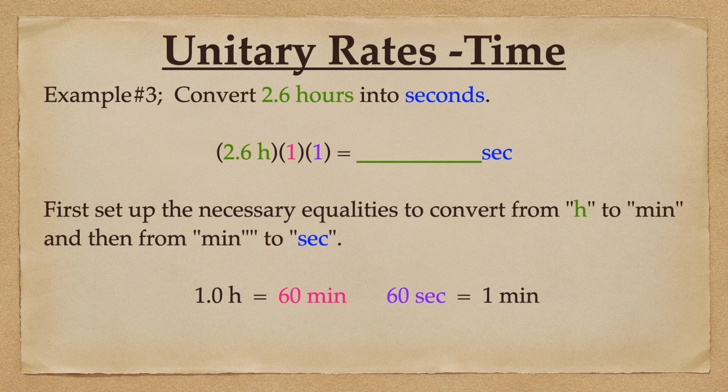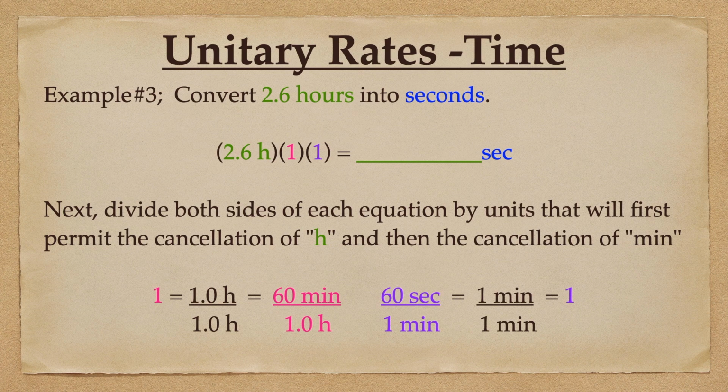In the first case, we will divide both sides of the equation by 1 hour to create a unitary rate: 60 minutes over 1 hour equal to exactly 1. And in the second case, we will divide by 1 minute to create the unitary rate of 60 seconds over 1 minute, equaling exactly 1.